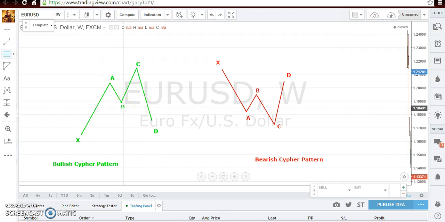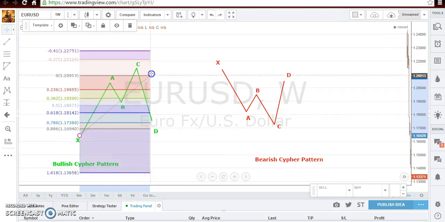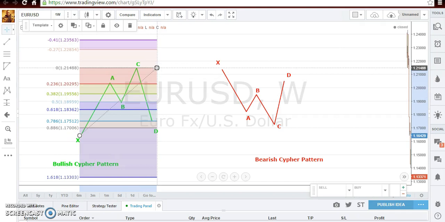And what I mean by that is, for us to get the B point of a cipher pattern, we use that Fibonacci line from X to A to get B. And for us to get the C point of a cipher pattern, we use the Fibonacci extension line from X to A. That's how we got the 127 and the 141 extension. And for us to get the entry point, which is D, we use the Fibonacci retracement line from X to C. So as you can see with this pattern, you don't really have to keep changing your Fibonacci tool.